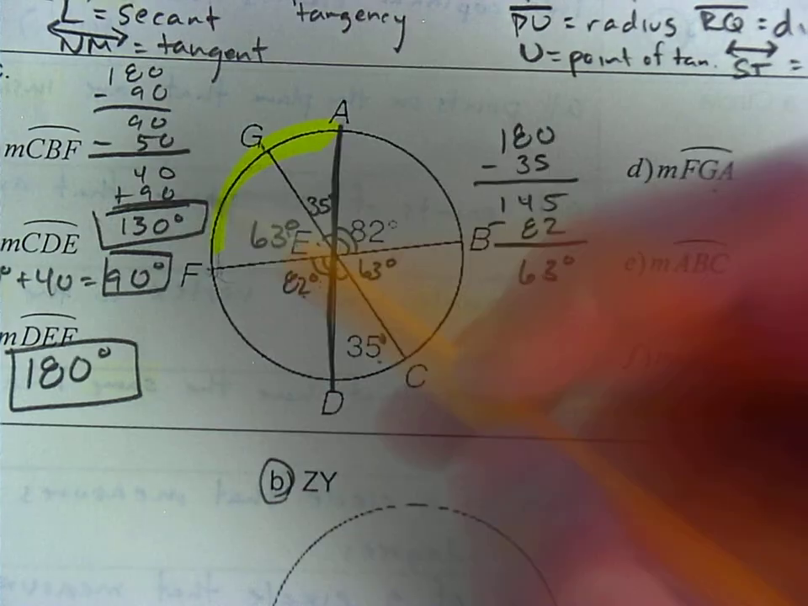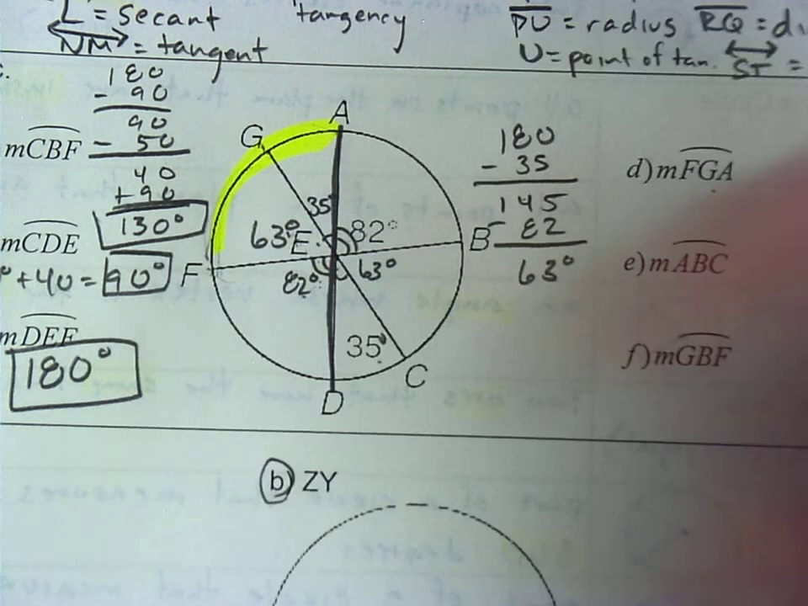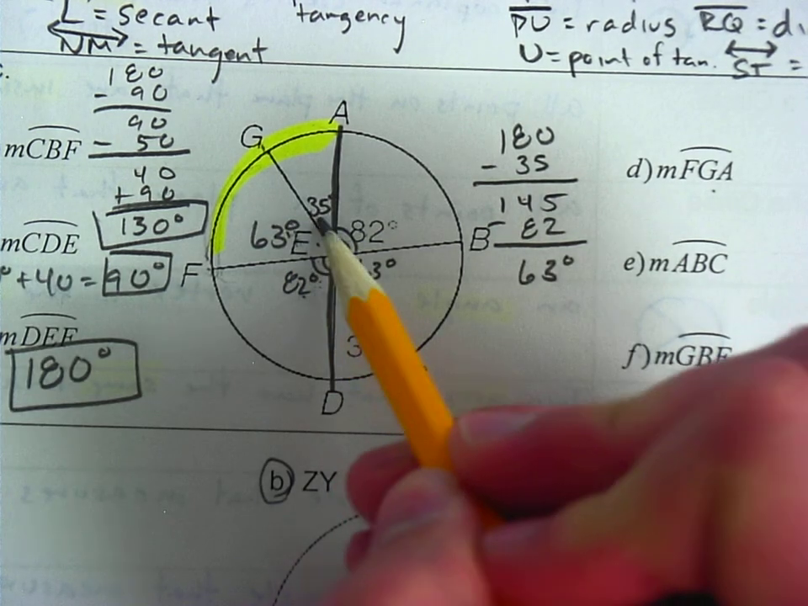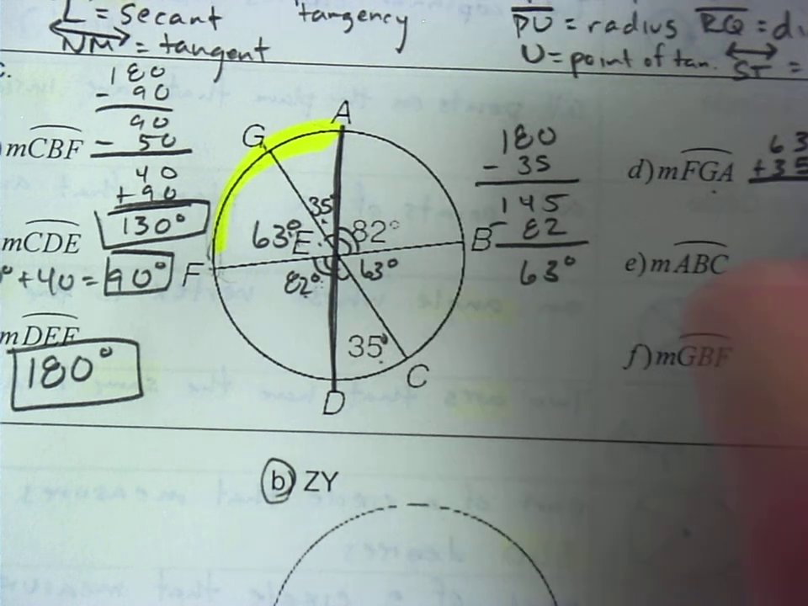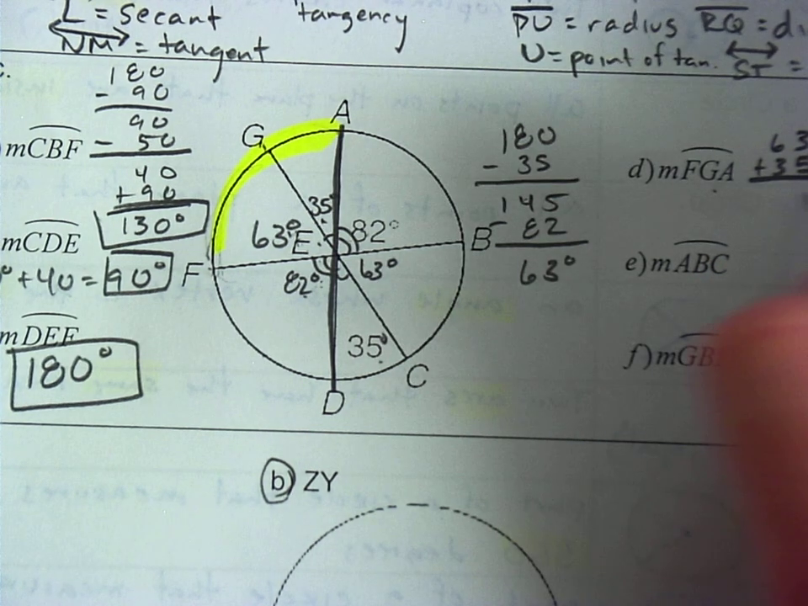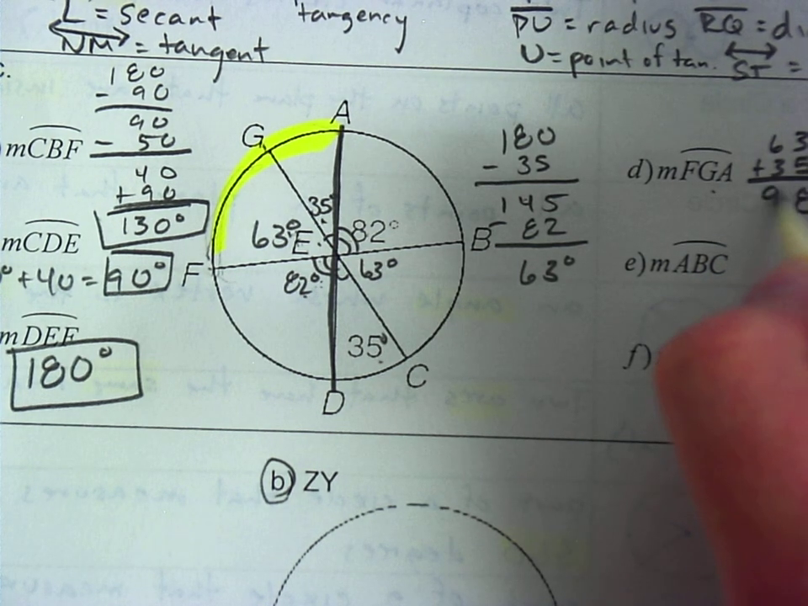So to find this arc, then, we do 63 plus 35. We just add the pieces together. 5 plus 3 is 8. 3 plus 6 is 9. So 98 degrees.